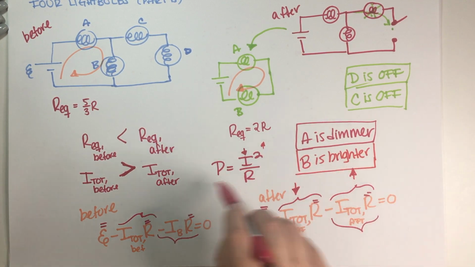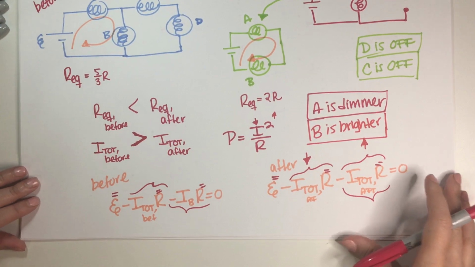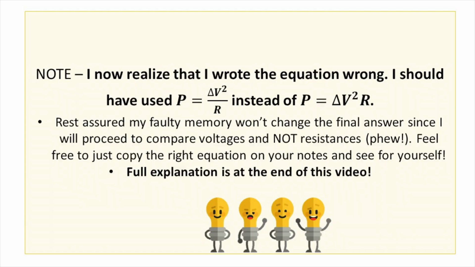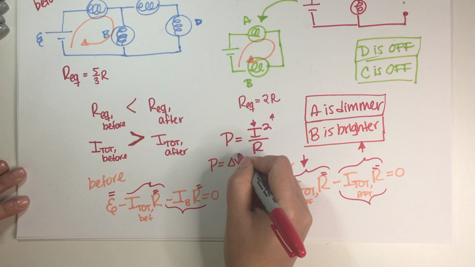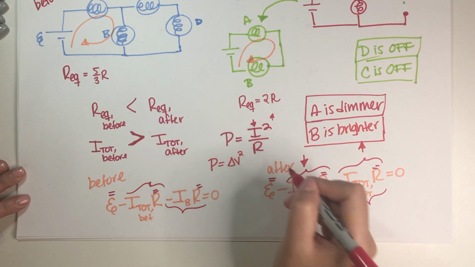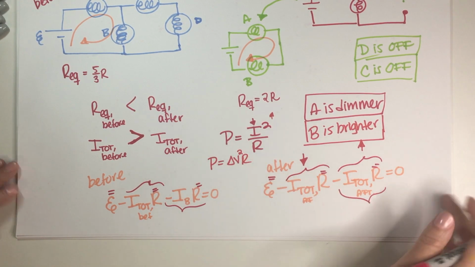Final answer, just by comparing the currents. Another way in which you can look at this that maybe is a little bit more straightforward is if we remember that P is also delta V squared divided by R, or multiplied by R? Multiplied by R, like this.